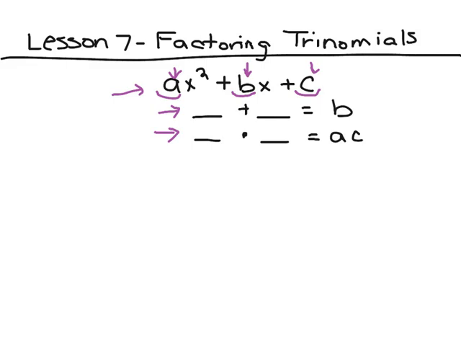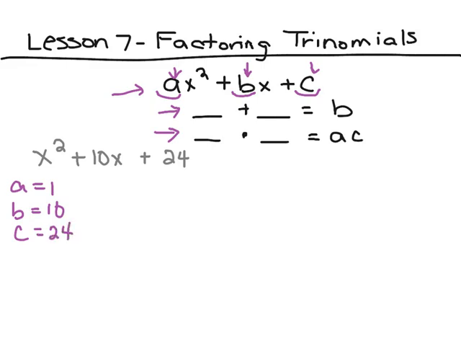What we're going to do right now is trinomials where a is equal to 1. So for our first example, a equals 1, b equals 10, and c equals 24. We want two numbers that add up to 10 and multiply together to get a times c, which is 1 times 24, which is 24.